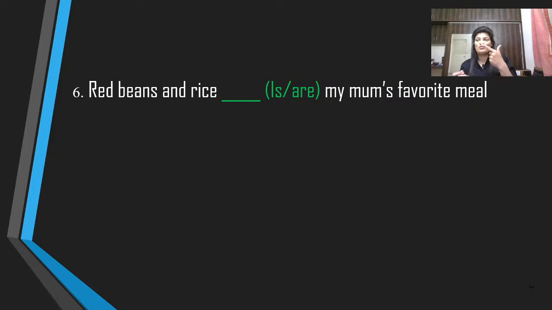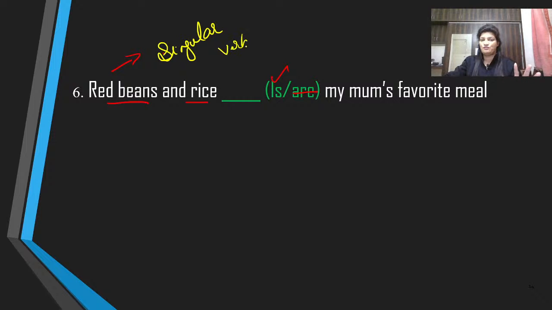Exactly, Rukshna. Because red beans and rice are together as a meal. That is why we refer to is. Exactly. Is and not are, even though you have two different nouns over here. But in a plate, it's one meal. Therefore, you treat these kinds of subjects as singular entities, or these types of subjects take singular verbs.